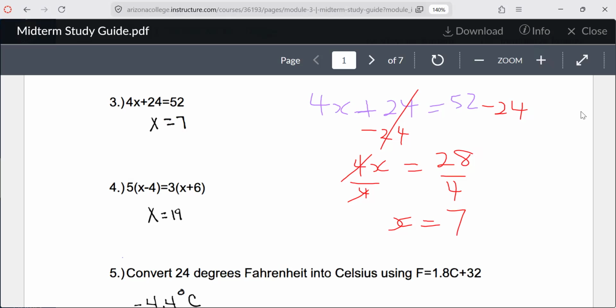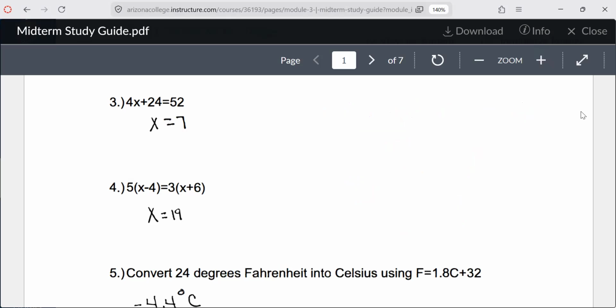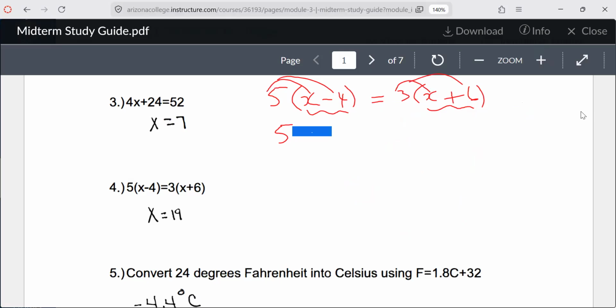Okay, number 4. In number 4, I've got 5 times x minus 4 equals 3 times x plus 6. Now, 5 is multiplying everything in the parentheses, and 3 is multiplying everything in the parentheses, so you apply the distributive property. So you've got 5x, and then minus 5 times 4 is 20, equals 3 times x is 3x, and 3 times 6 is 18.